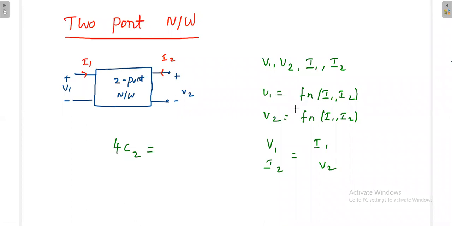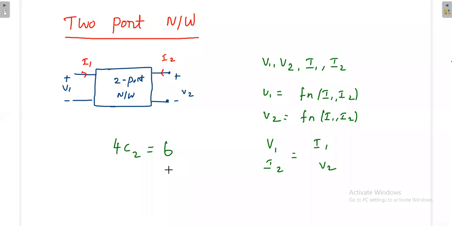Then how many combinations of such equations can I get? The combination is 4C2. Either I write V1 V2 or V2 V1, no problem, because I'm getting the same equation. So that is a combination, not a permutation. So 4C2 is equal to 6. That means finally we'll get 6 parameters. For any network, finally we'll get 6 parameters in general.